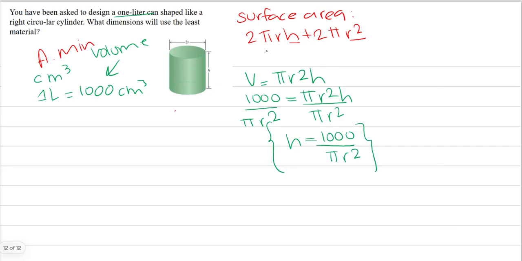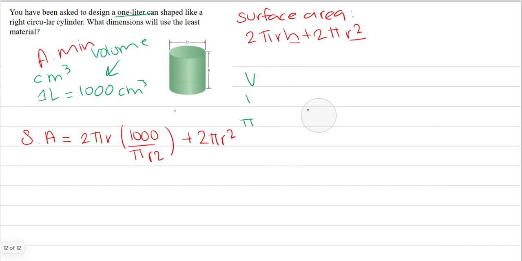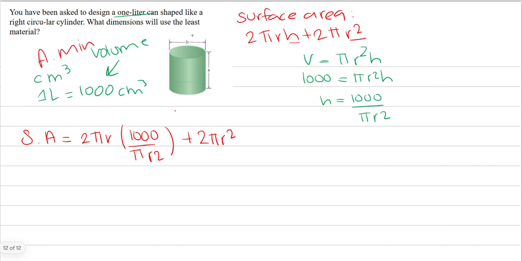Now that I found my h, I'm going to substitute it into my surface area, so I can have my final surface area, which is going to be 2 pi r times 1000 over pi r squared, plus 2 pi r squared. Now let me erase this and write it down neatly. I'm only looking for the dimensions, so I don't need to really find the surface area.